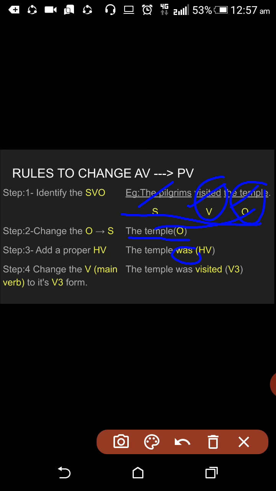So, the temple was visited. The V3 form of visited is visited only. V1 form is visit, V2 form is visited, V3 form is also visited. So I have used visited here. Okay, hope you have understood all these 4 rules.